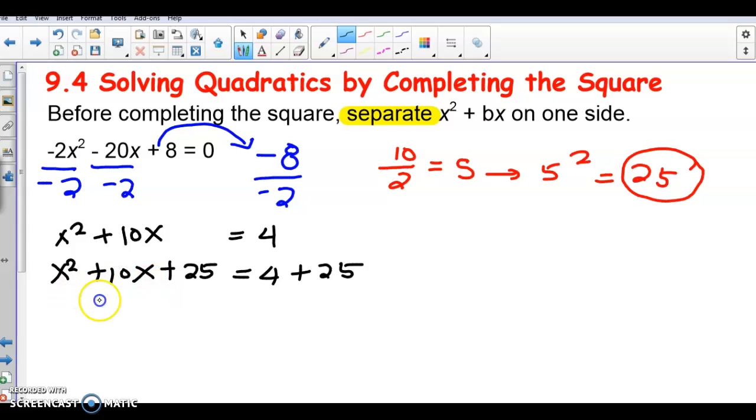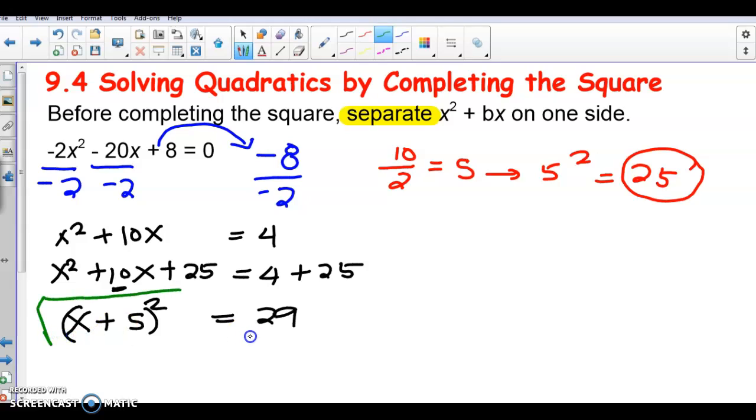So when you factor this one, use the half number. It's going to be x plus, because this sign is positive, x plus 5 squared is equal to 29. Now that each side is ready for solving, we get the square root of both sides. There you go. And the power 2 and the radical cancel each other out, so you get x plus 5 is equal to the square root of 29, which is plus or minus radical 29.